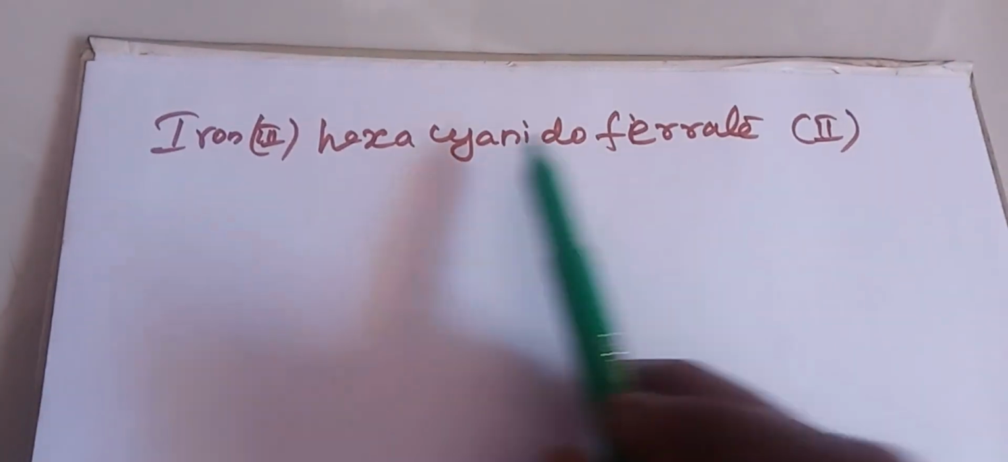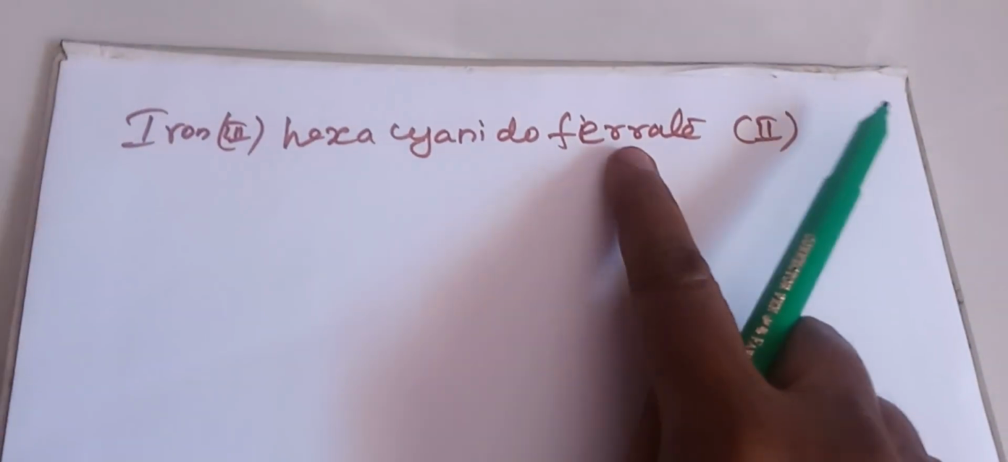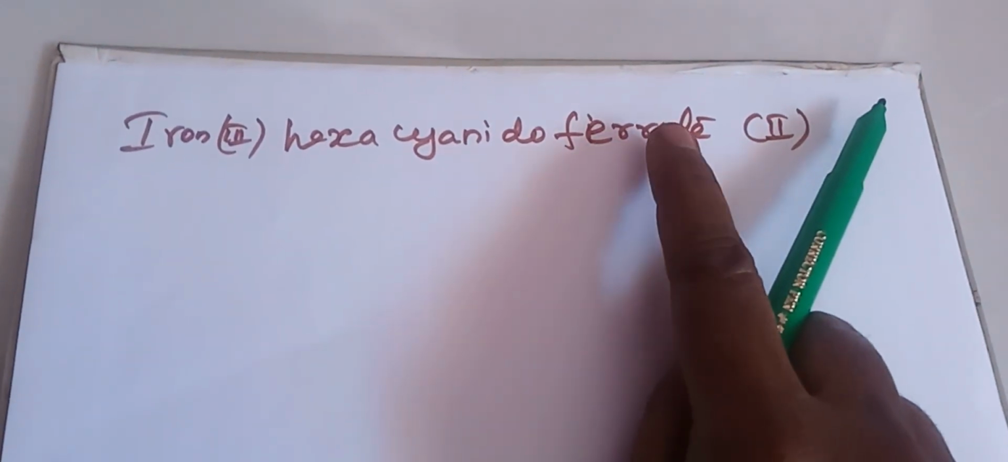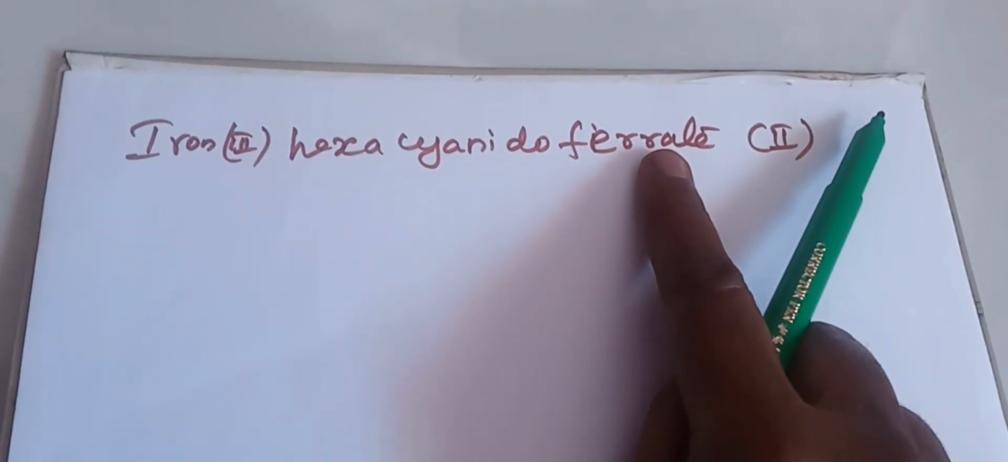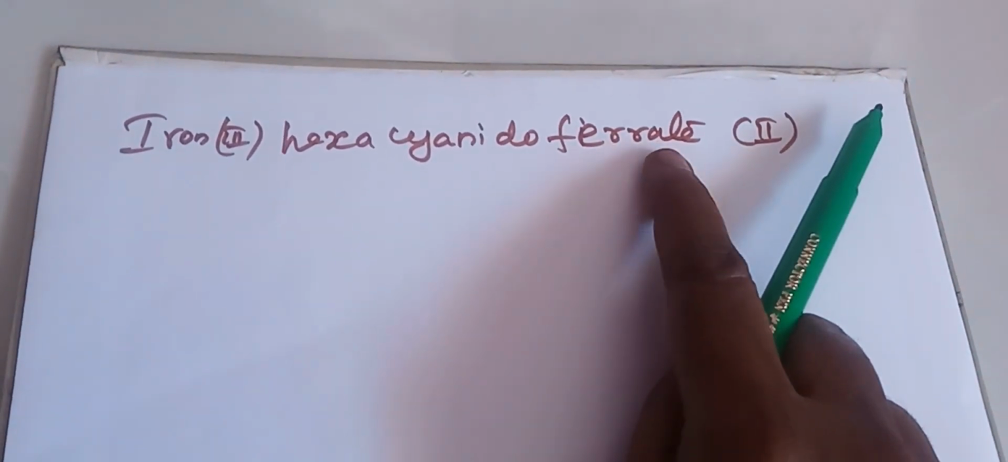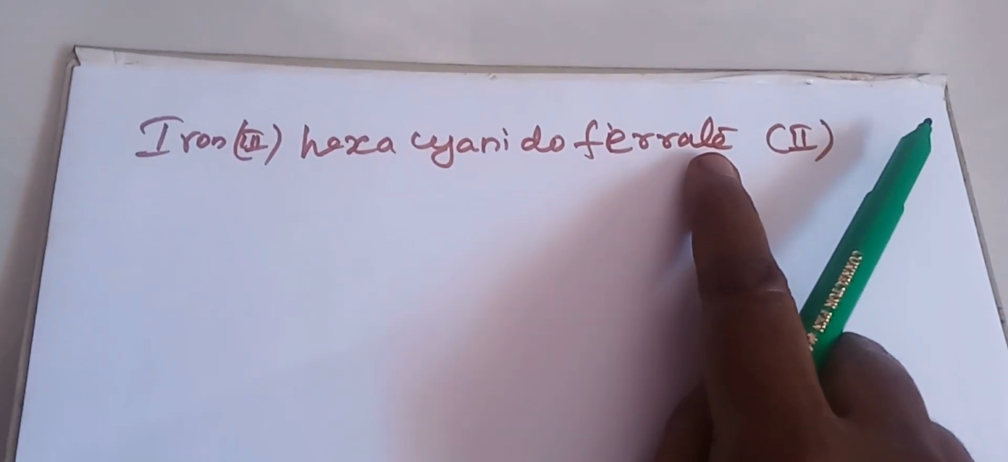So we have to identify which is the central metal atom. If the metal name ends with ATE, then it should be the central metal atom. Like if it is copper, cuprate. If it is iron, ferrate. Platinum means platinate. So the metal name which ends with ATE is the central metal atom.